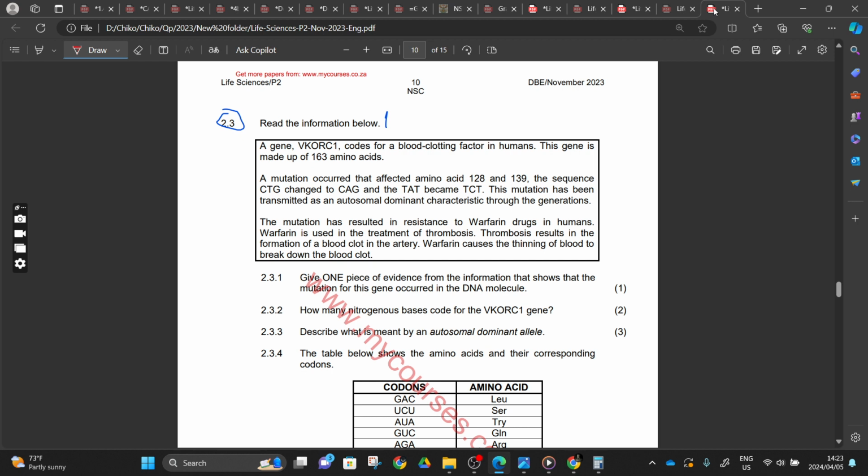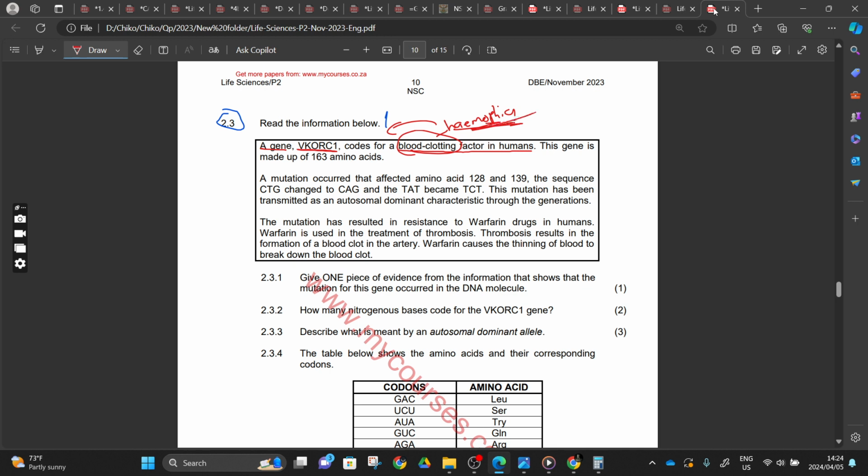A gene, let's read it together. A gene, VKORC1, codes for a blood clotting factor in humans. So it means that when you are suffering from hemophilia, still remember hemophilia, this gene here is not producing a blood clotting factor, right? And then you result in hemophilia, if you still remember that. When you read this, you have to link the information with what you know, right?